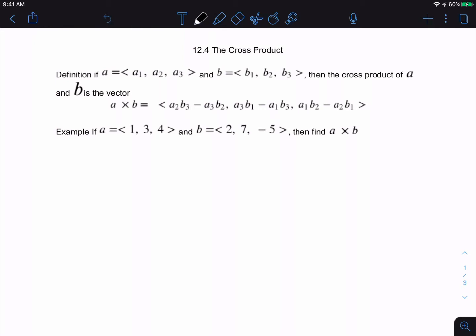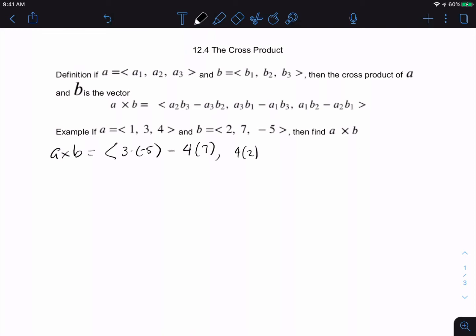So A cross B is going to be, so remember, it's the second term from the first times the third term from the second. So I'm going to get 3 times a negative 5 minus, and then it's the third term, so it's 4 times 7, because I'm getting the 4 from here and the 7 from here. That is going to be the first term of the new vector.